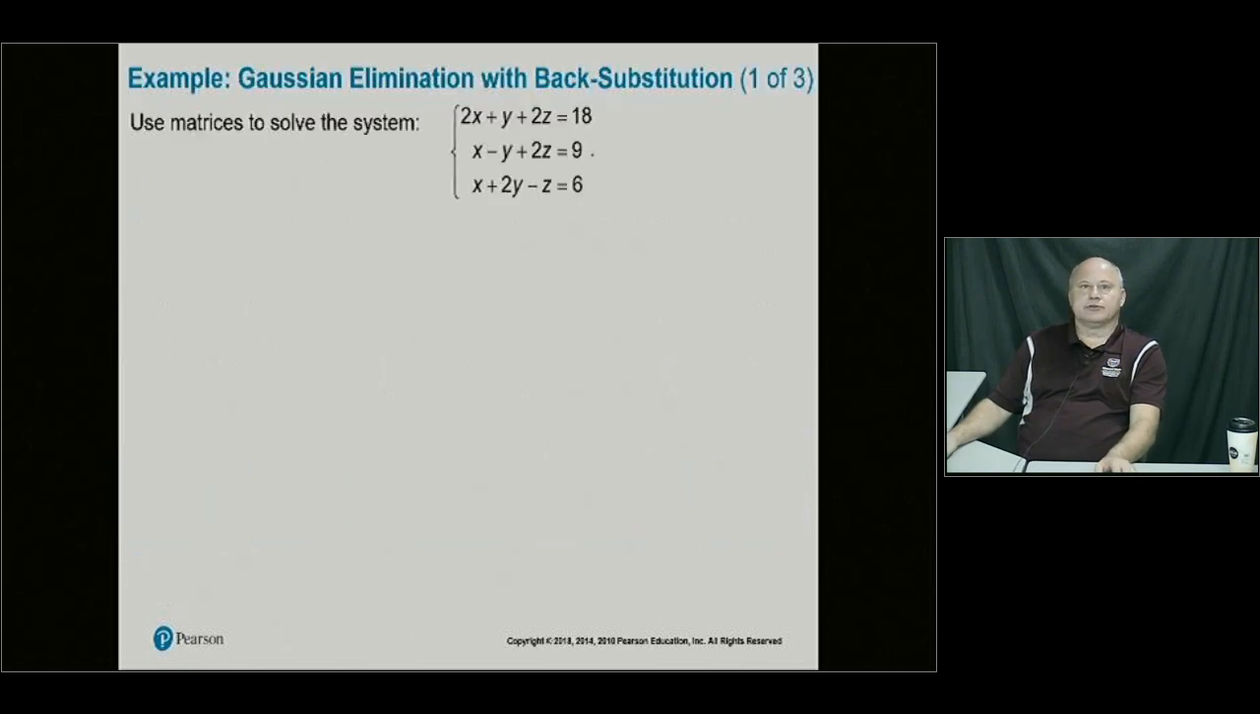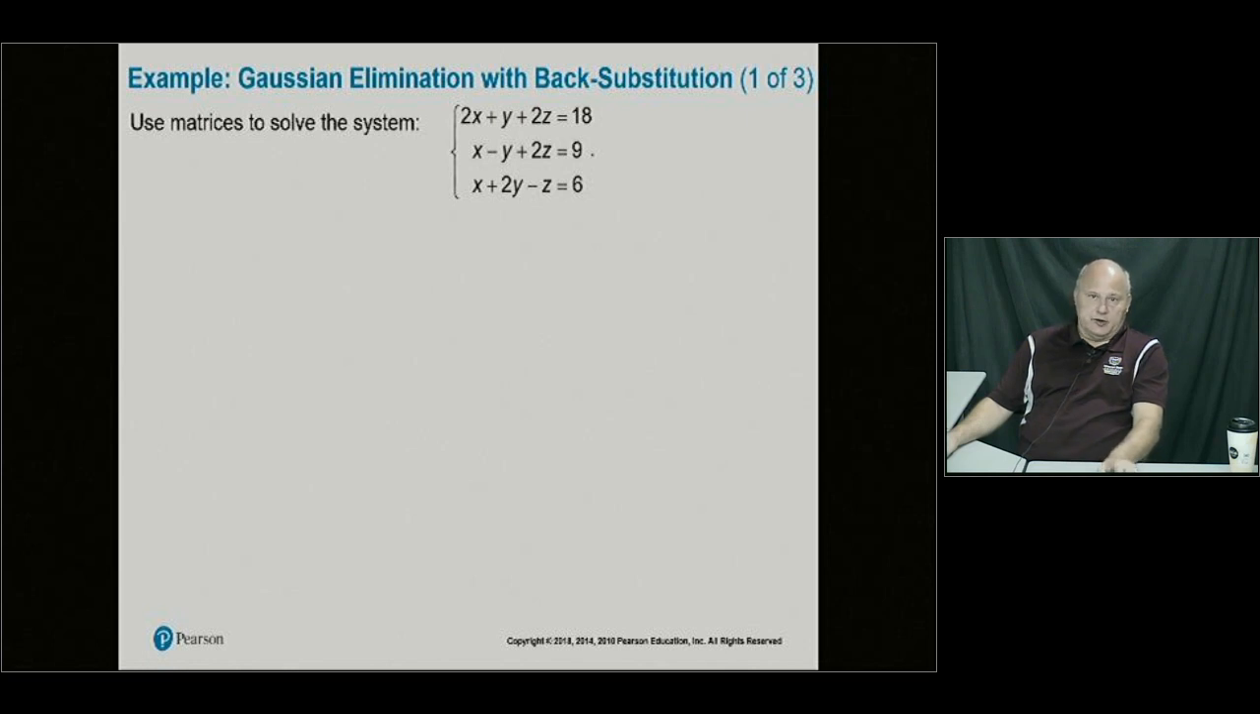So that's how it works. Okay, so let's look at this one. We're going to use matrices to solve this system. We've got 2x plus y plus 2z equals 18, x minus y plus 2z equals 9, and then x plus 2y minus z equals 6.